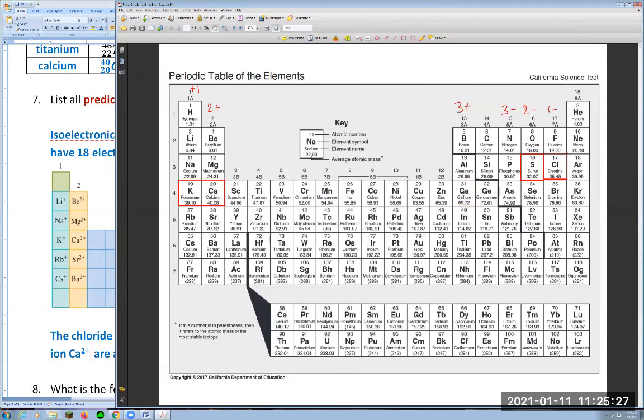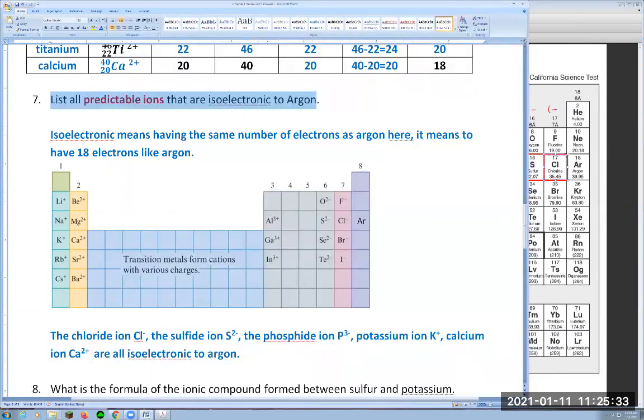So that's the isoelectronic ions, isoelectronic to argon. So let's go here and list them. And so we have the chloride ion, Cl-, the sulfide ion, S2-. The phosphide, oh yeah, that's on the other side. I could add the phosphide. The phosphide is also isoelectronic to argon.